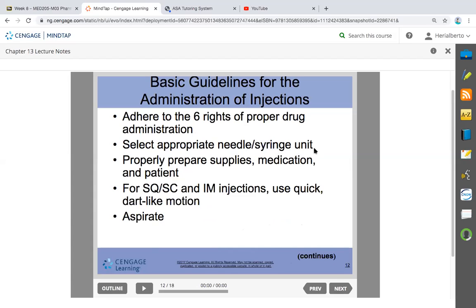Basic guidelines for the administration of injections. Number 1, adhere to the 6 rights of proper drug administration. Number 2, select appropriate needle syringe unit. Number 3, properly prepare supplies, medication, and patient. Number 4, for subcutaneous and intramuscular injections, use quick dart-like motion.